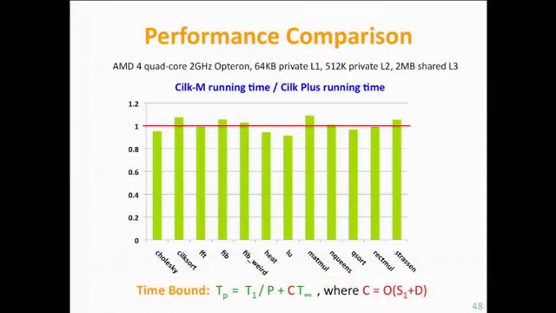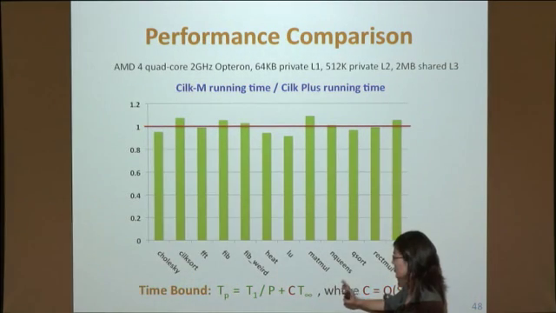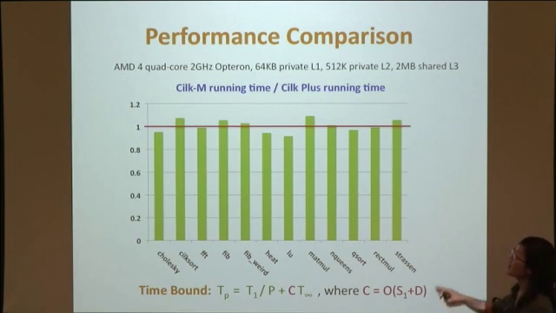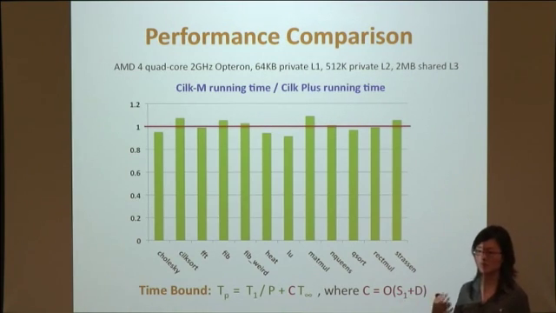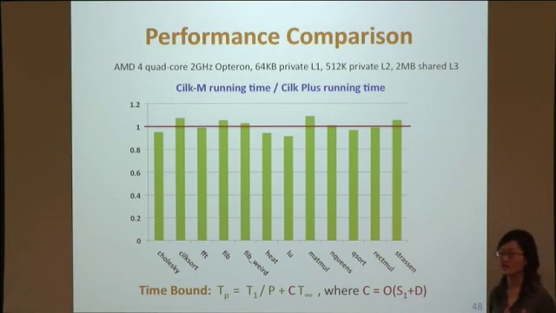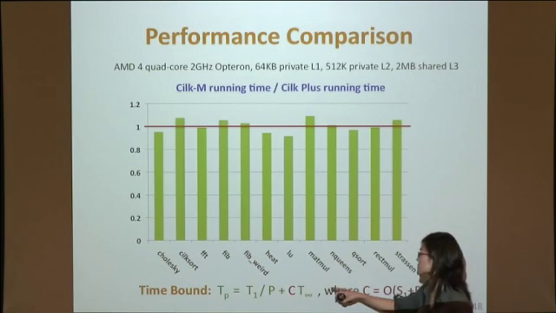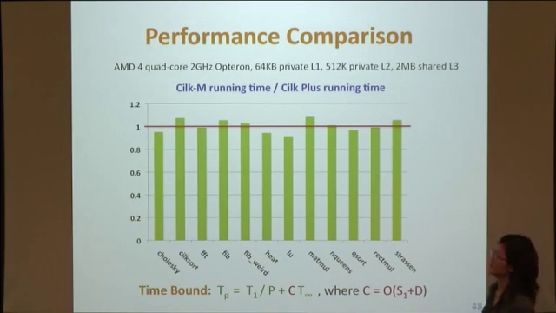Okay. So let's take a look at the performance. As I said earlier, Cilk-M has this time bound, where the C is S1 plus D, and we compare that with Cilk Plus. Cilk Plus is also a Cilk-based runtime system developed by Intel, and the runtime system has a time bound like the heap-based cactus stack.